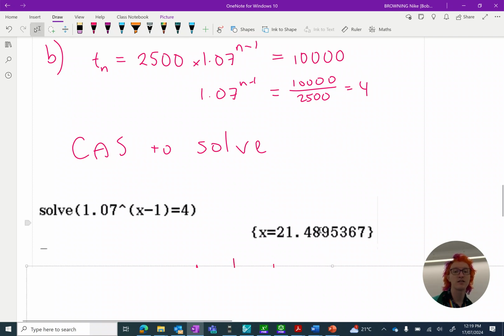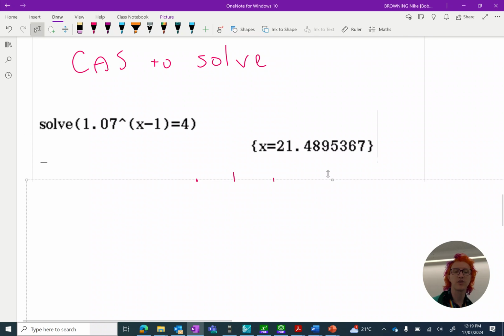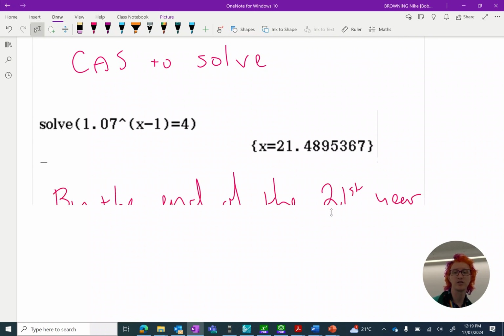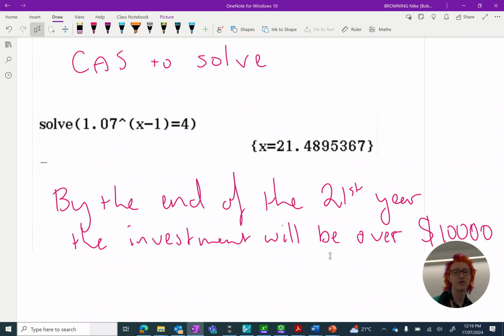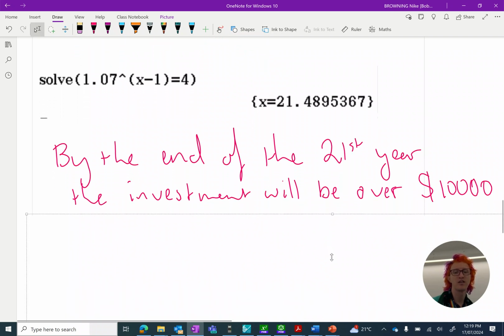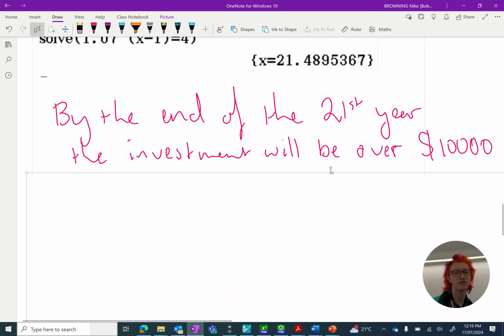This means as it's compounded annually, that it won't be until x is 22 that it's above 10,000, because 21 will be below. So by the end of the 21st year, i.e. when x is 22, the investment will be over $10,000.